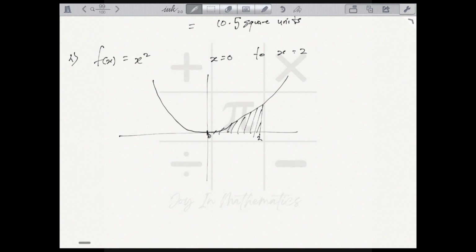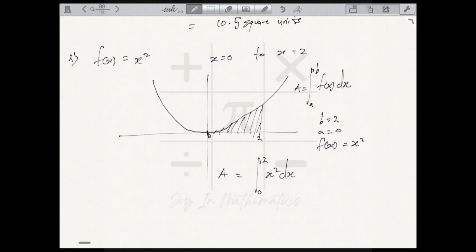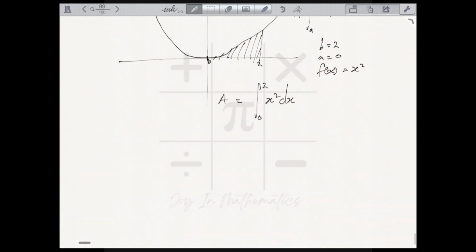Therefore, we recall that the area is given by the integral from the lower limit a to the upper limit b of f of x dx. Our b is 2, our a is 0, and f of x is x squared. Therefore, the area under the curve is given by the integral from 0 to 2 of x squared dx. When we integrate x squared, we have x cubed over 3 from 0 to 2.